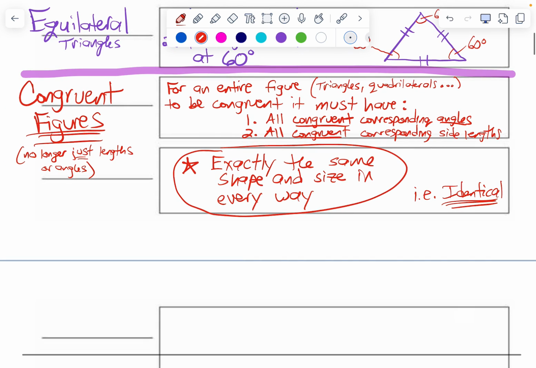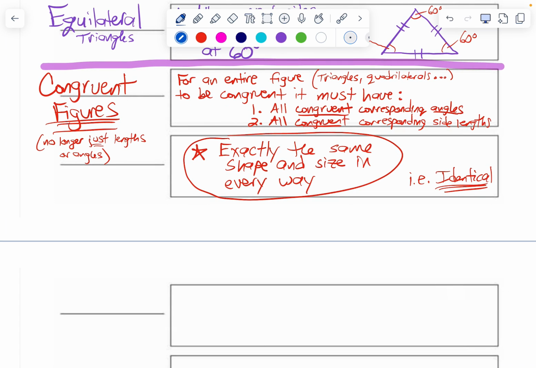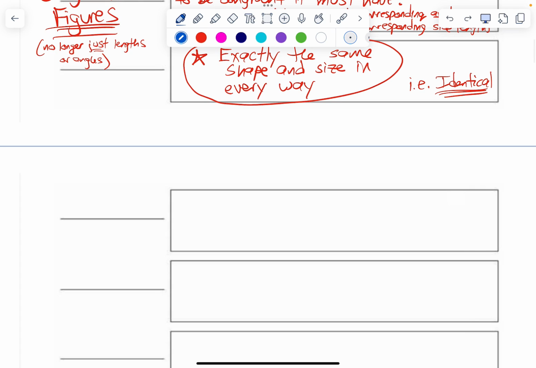So specifically for triangles, I'm going to write this for mine. I'm going to put it right under here. Actually, I'm going to start the next page. When you're ready, go ahead and move on to that.